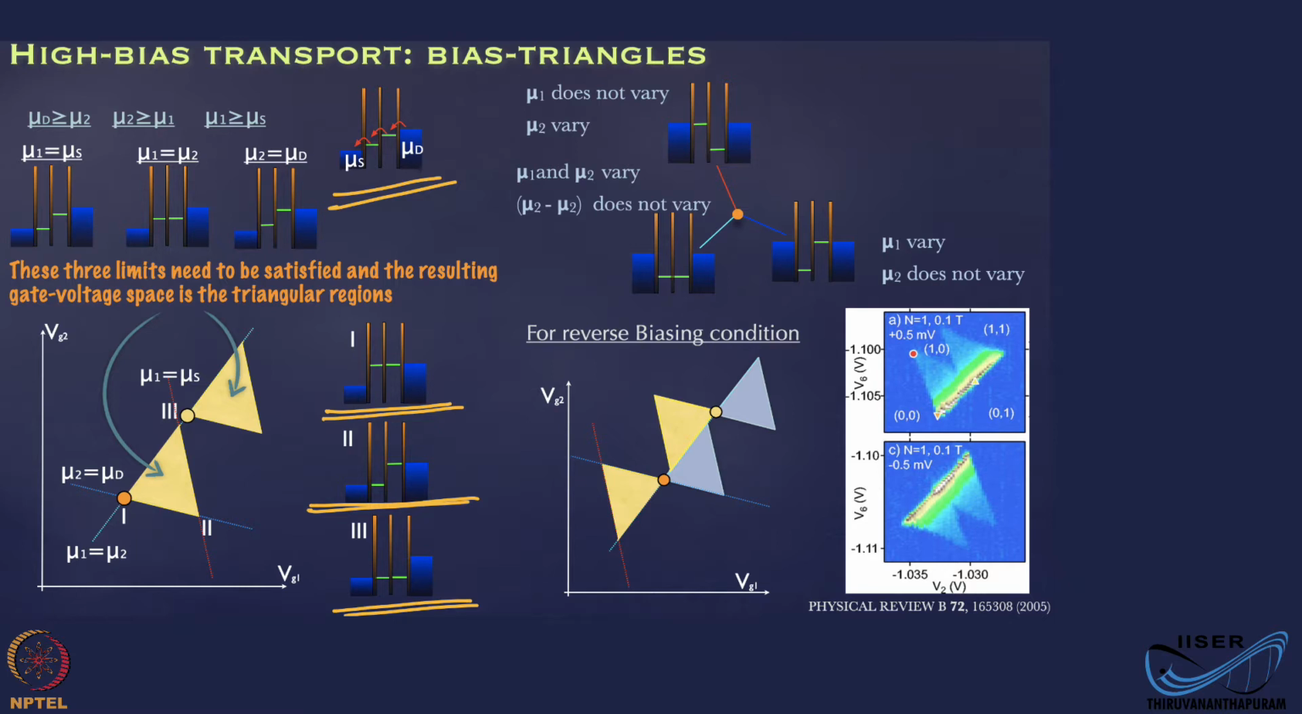Now, if you reverse the bias, you're going to get regions of no current in the opposite direction. That is represented by the triangles which are pointed upwards. These triangles are pointed downwards here, and these triangles are pointed upwards. And the relative alignment of this triangle is shown here. So this is for forward bias, this is for forward bias, and this is for reverse bias. Reverse bias. Okay.